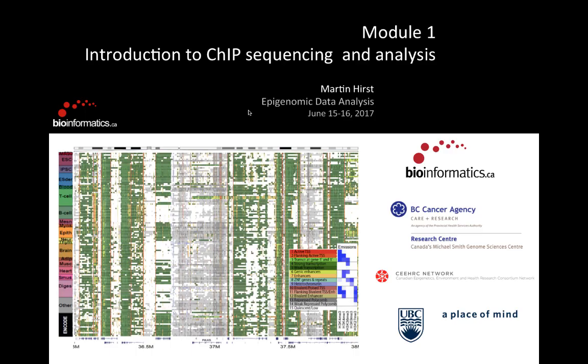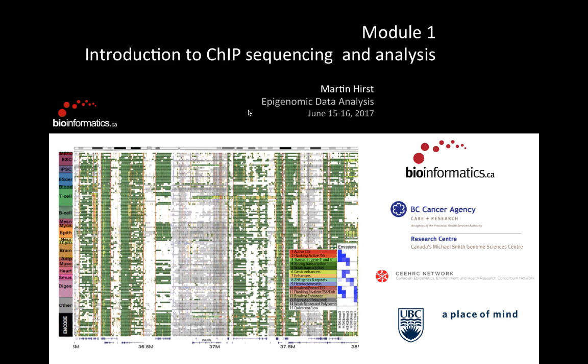So the way we've designed this workshop, we have a series of modules, as you know, and we're going to kick off with a module around ChIP sequencing and analysis, which is what I'm going to cover, at least the introductory part. Then we're going to follow that up with a module on whole genome bisulfite sequencing, and then finally on integrative analysis. So I'll just get right into it.